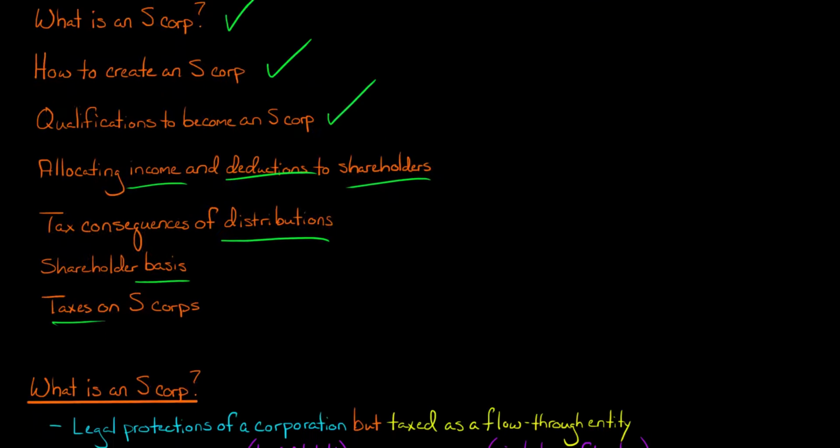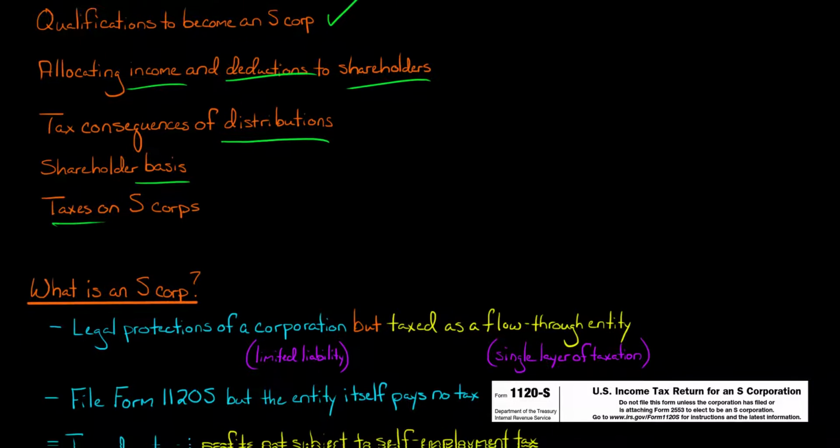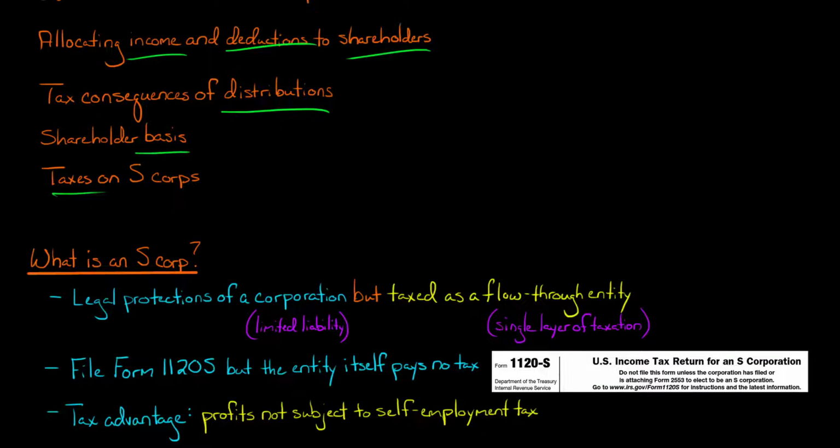Let's get started by talking about a basic question: what is an S corp? An S corp is a business entity type in the United States that provides the legal protections of a corporation but is taxed as a flow-through entity. So what does that mean? That means that it is not subject to double taxation like a C corporation. With S corporations, there is just one layer of tax.